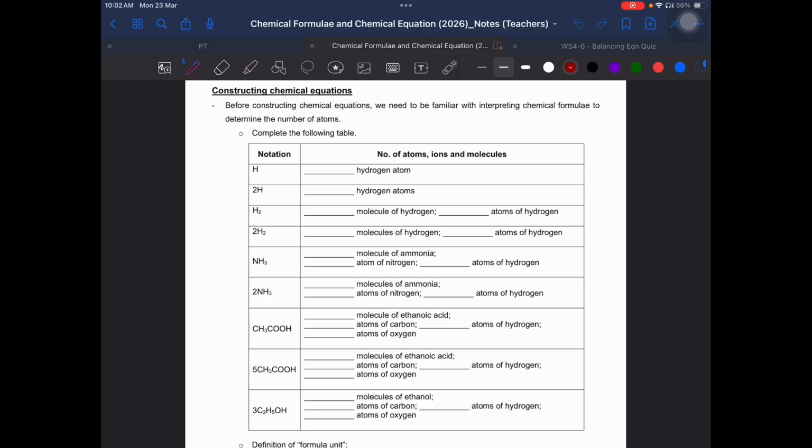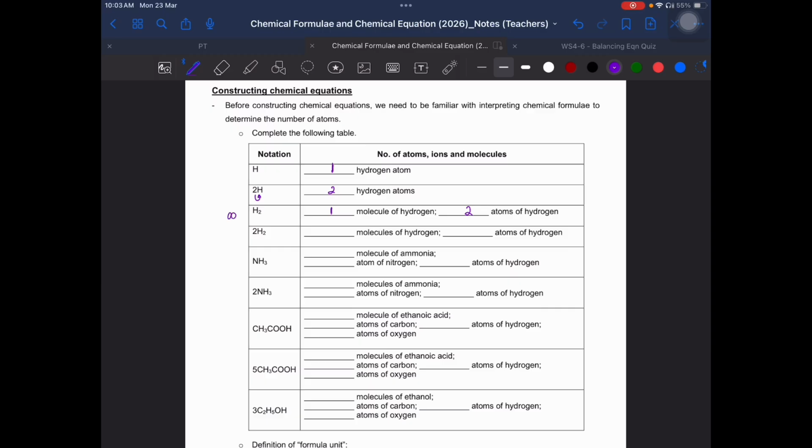If you look at the first example here, for the H, when you see this symbol H, what does it actually mean to us? It means that there is one hydrogen atom. Then when you see 2H, you know that this is a coefficient. It means that we multiply it, and that will be 2 hydrogen atoms. H2 means one molecule of hydrogen, but it's actually made of two atoms of hydrogen.